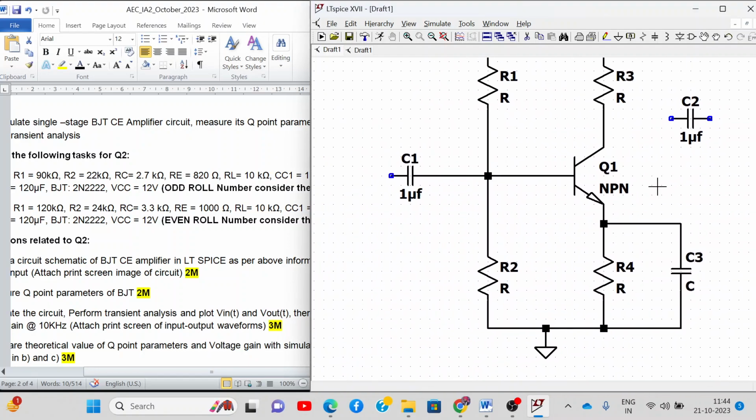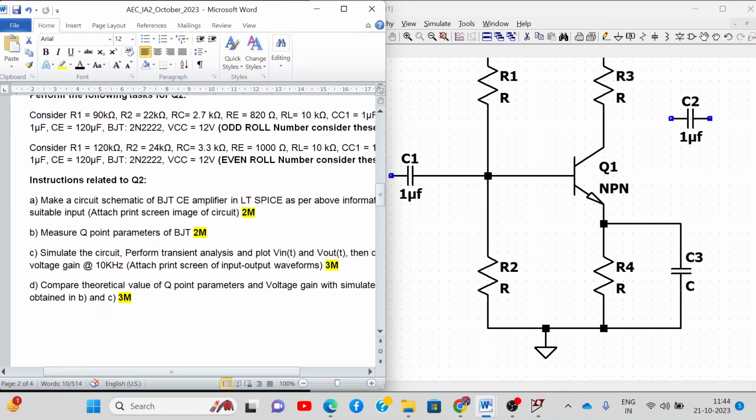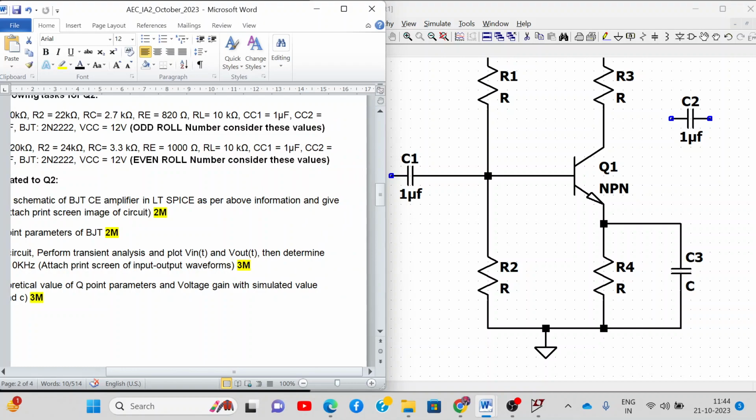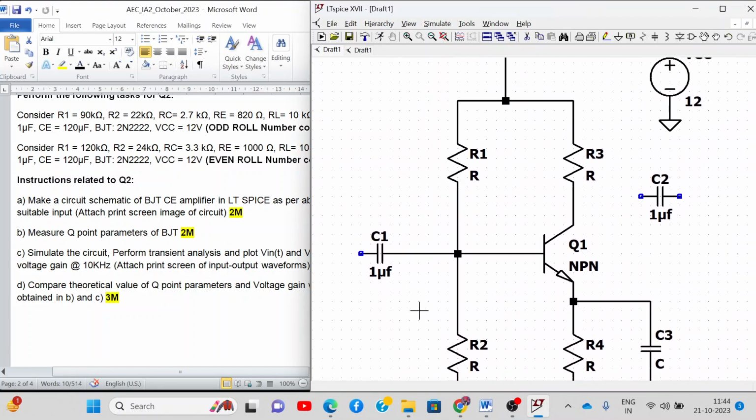Very simple. Okay. Now at the input, the question is, make a circuit schematic of BJT-CE amplifier as per the above information and give suitable input. Now what do you mean by suitable input? Very small amplitude and the frequency will be reasonable, around 10. I'll give you an example of how to take a print screen of this.